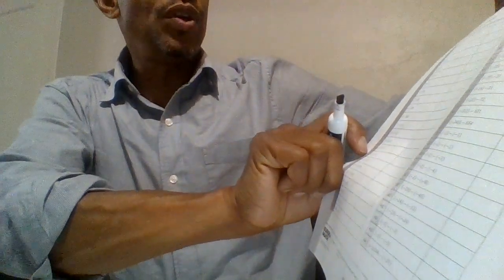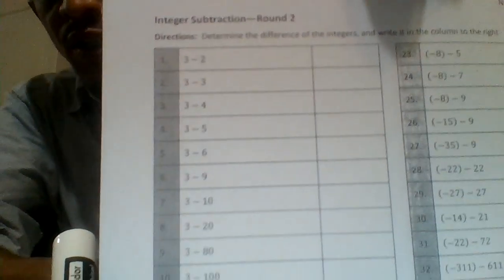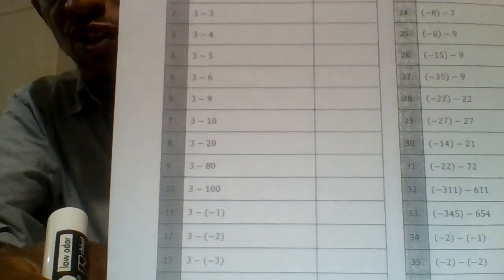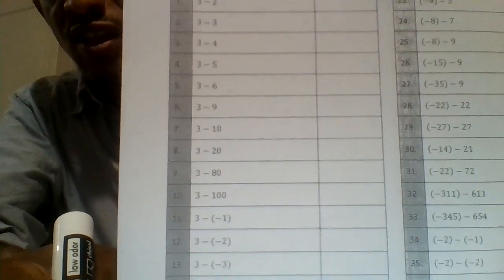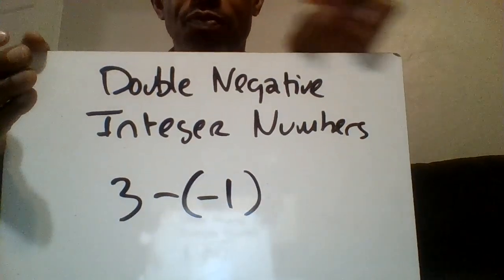But let's go to where things get really interesting. They get really interesting when we get down to number 11. Let's take a look at number 11. Number 11 has 3 minus negative 1. We haven't seen that before. So let's talk about that situation. So I have 3 minus negative 1. Here is the rule and the strategy that you will apply in this situation.